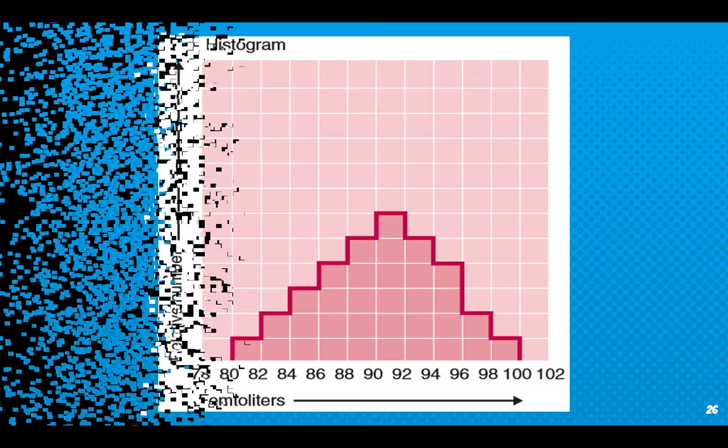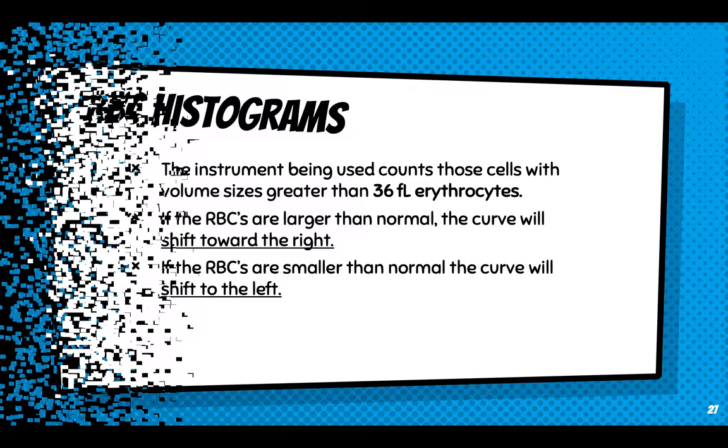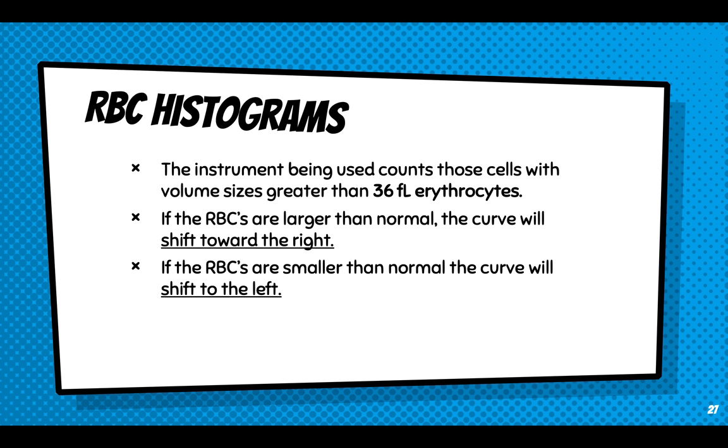Okay? So, this is an example of your histogram, actually. But what I am going to show you is a histogram with your bell curve. So, technically, what we have here in your y-axis is your relative number or your cell number or your volume. And then here, what you're going to see on the x-axis are actually your sizes.